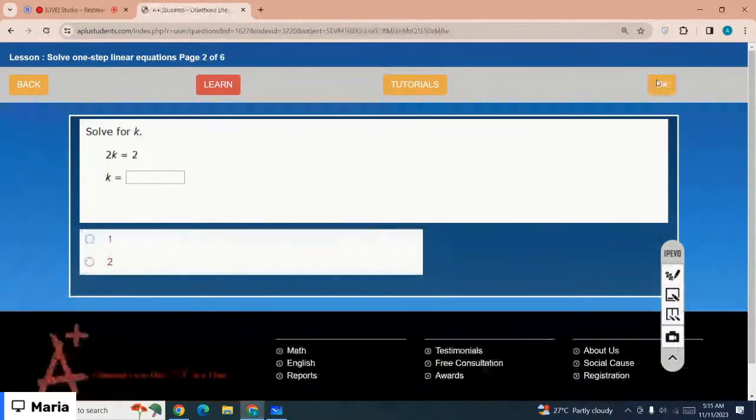Okay, solve for k. 2k equals 2. So which is the correct option? 2k equals 2, and k equals, very good, k equals 1. Option number 1 is the correct option.